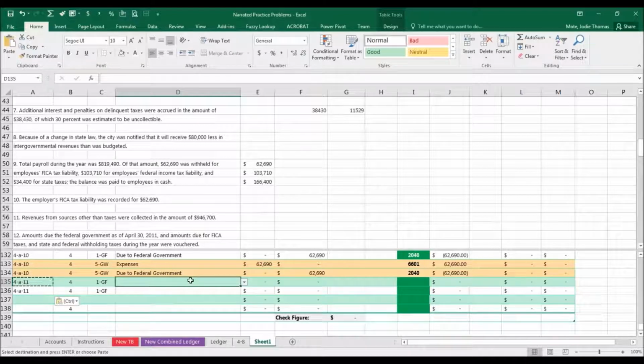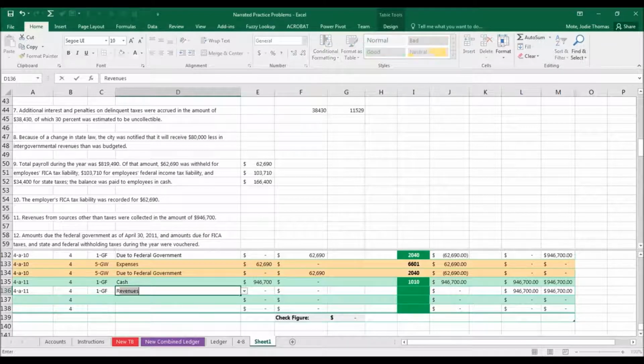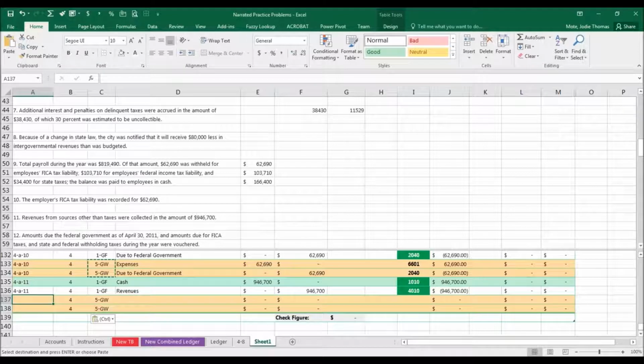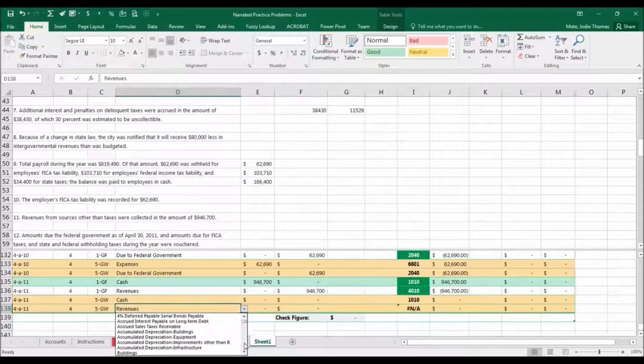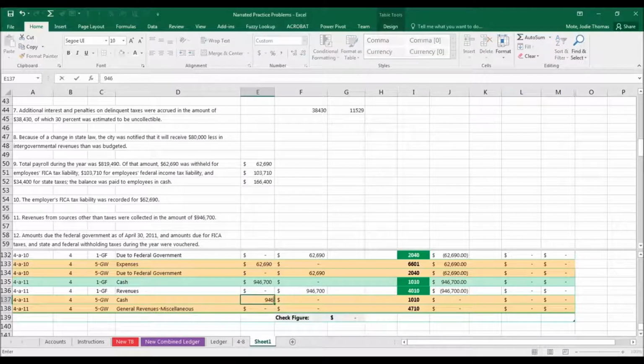Okay, so we're collecting, so that means we're going to be debiting cash for 946,700, and on the revenues line, 946,700. Government-wide journal is going to look the same, except again, in this case, it says general revenues, but let's see if there's a better account here for general revenues, miscellaneous, since it said it's non-tax. Okay, not tax related.